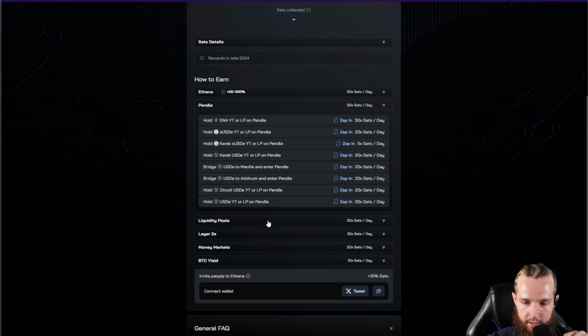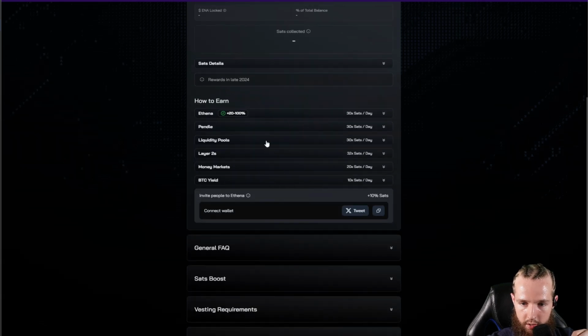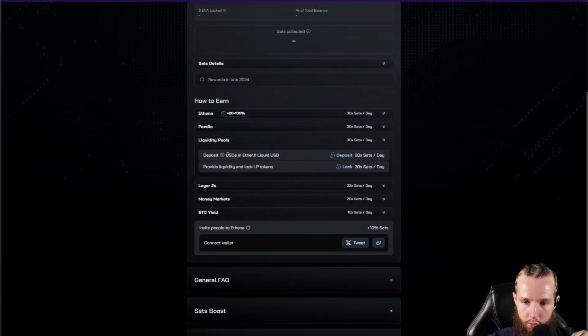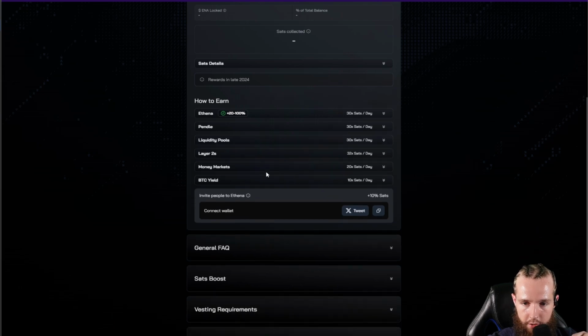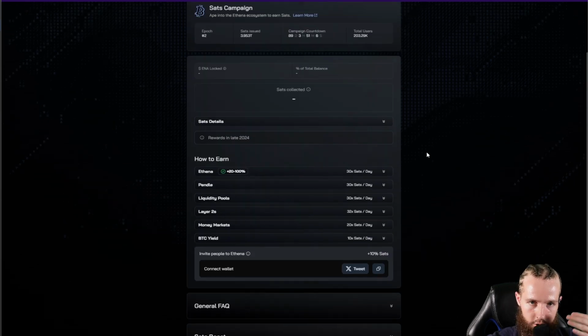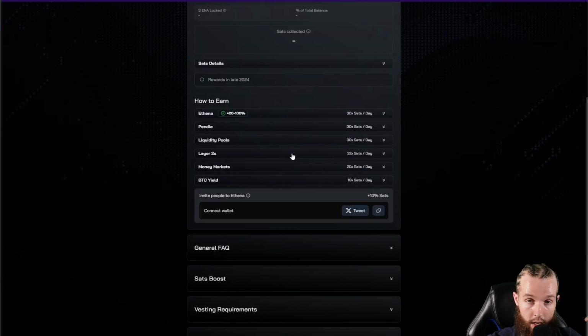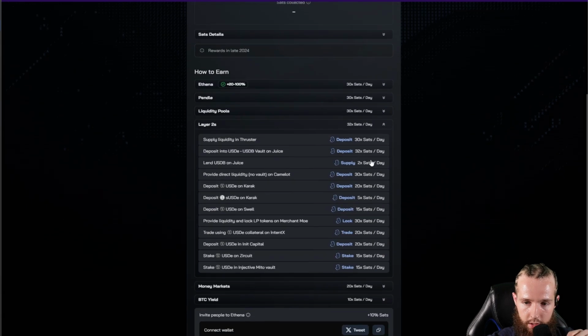As you could see here on the site, I'm not going to go through all these, but there are some different Pendle applications here for their token. Liquidity pools through EtherFi, Liquid USD, as well as many other liquidity pools. Once you connect your wallet, it'll show you all the different ecosystems. There are quite a lot of liquidity pools you can get into on Curve Finance and whatnot. I'll show you some here in a moment.